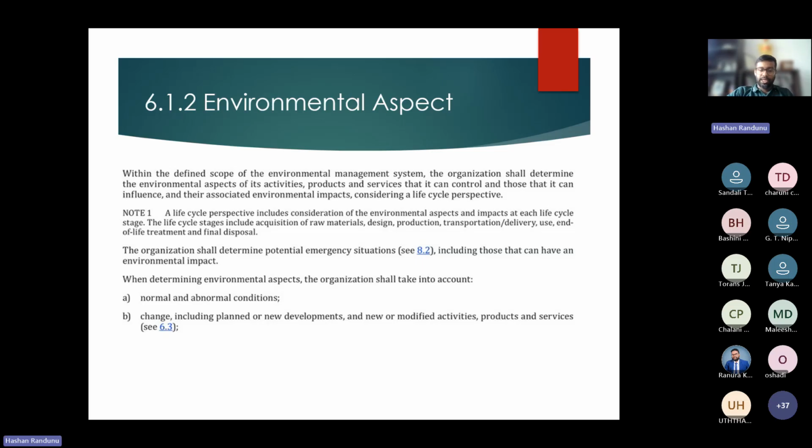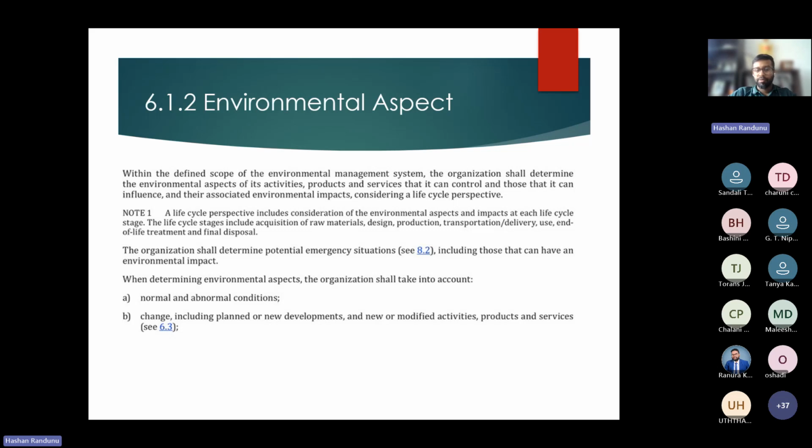When we consider the activities in an organization to identify environmental aspects, there can be normal routine activities and also abnormal non-routine activities. We have to consider both normal and abnormal conditions, right? Suppose when we manufacture a product, a particular machine needs to be operated. So machine operation is a normal condition and normal activity, right?